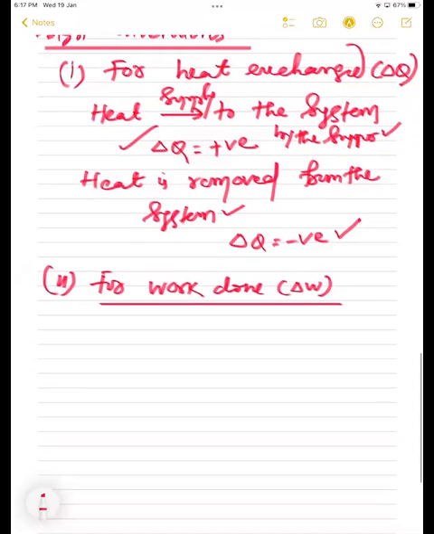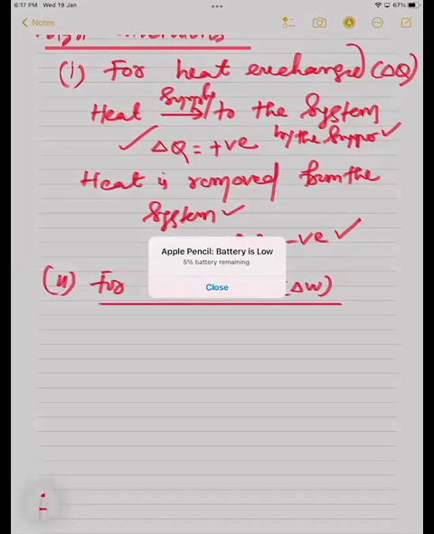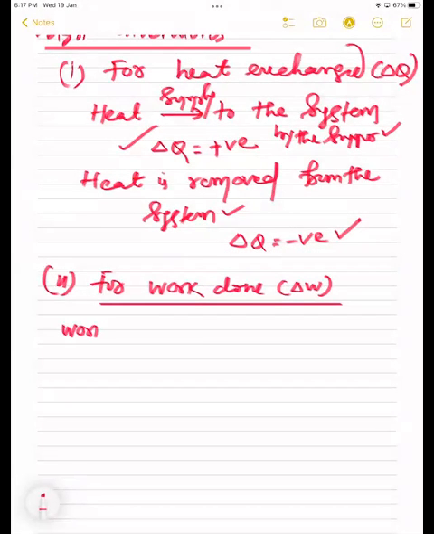Students, see. Work is done by the system. Work done by the system means delta W will be positive. We'll take examples for this.